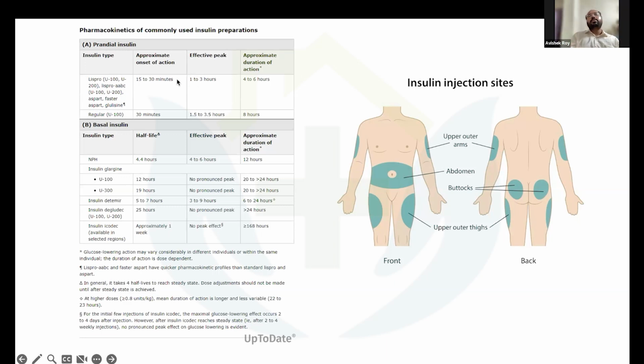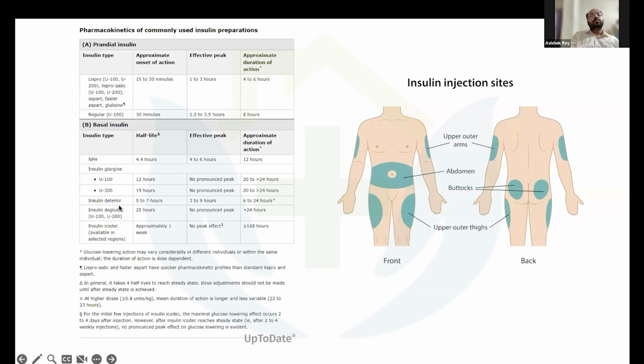The peak is usually between 15 to 30 minutes for the short acting, and the effective peak is 1 to 3 hours. That's why when you convert from an IV insulin to a subcutaneous insulin, the peak is usually 1.5 to 3.5 hours, and that's why you have to give it 2 hours prior to stoppage of IV insulin therapy.